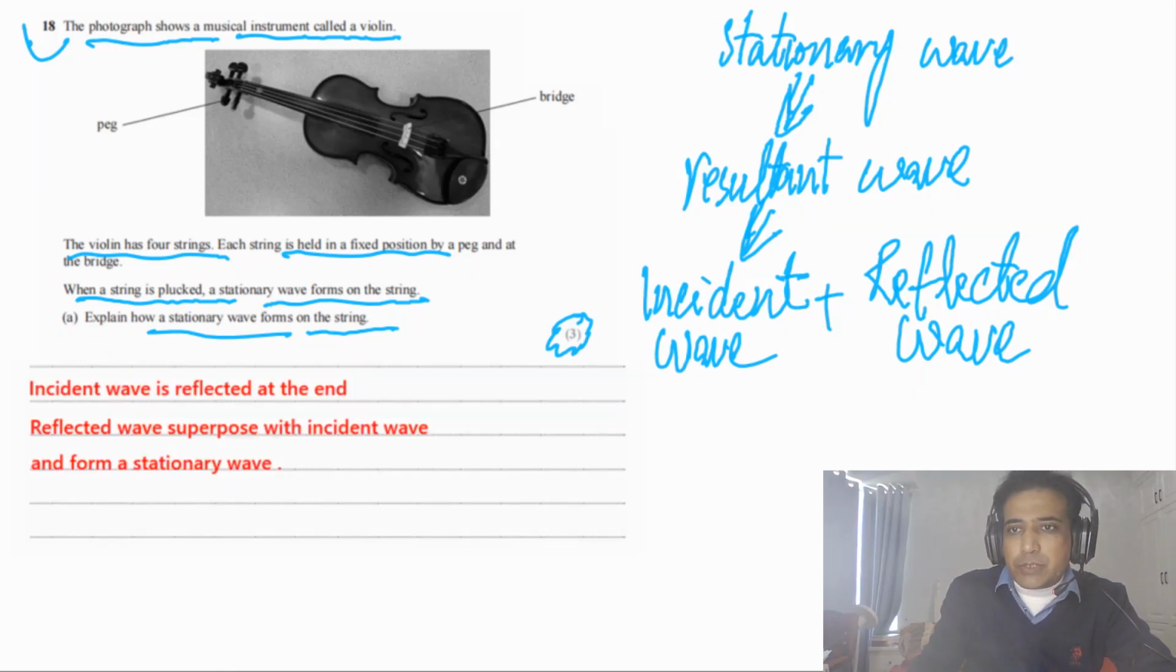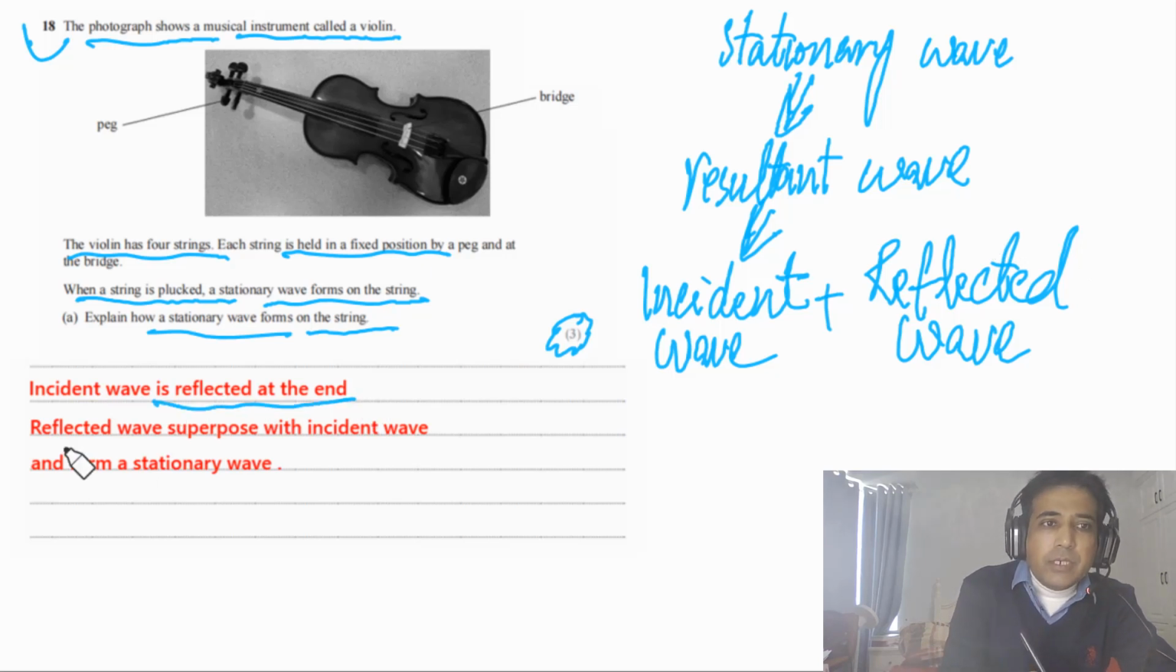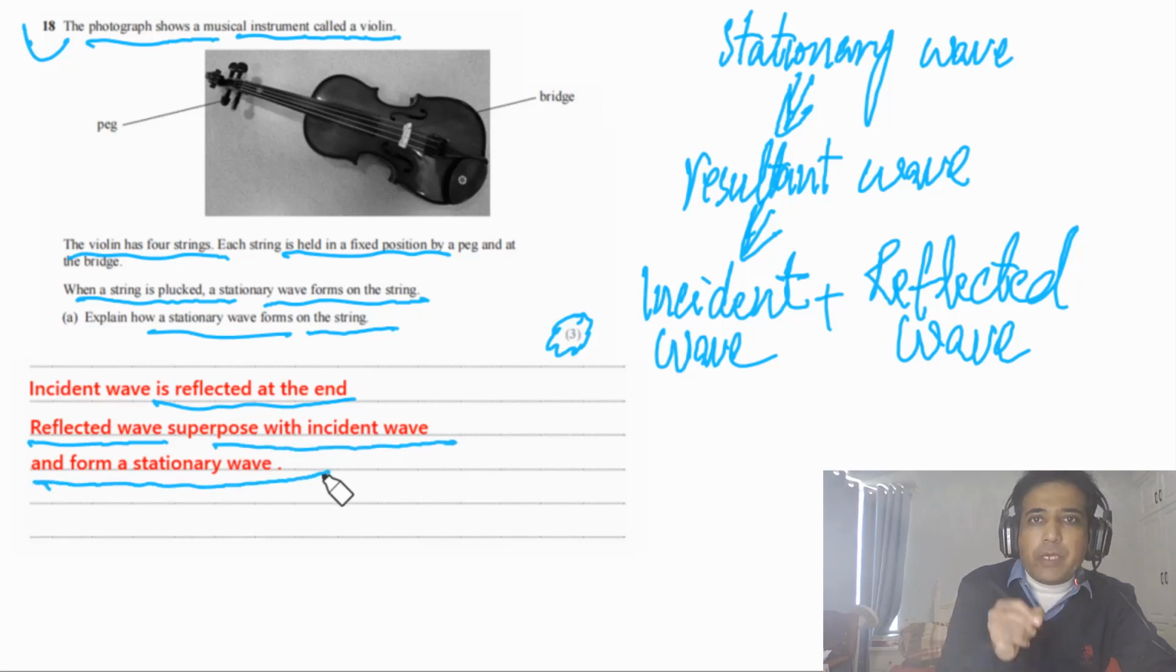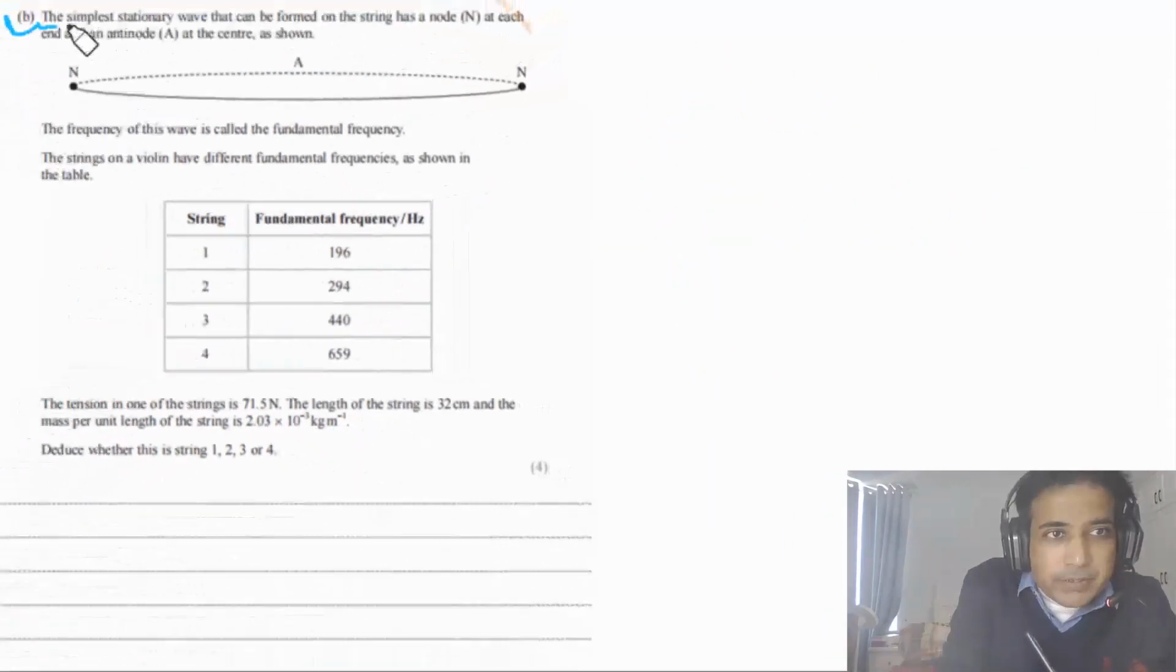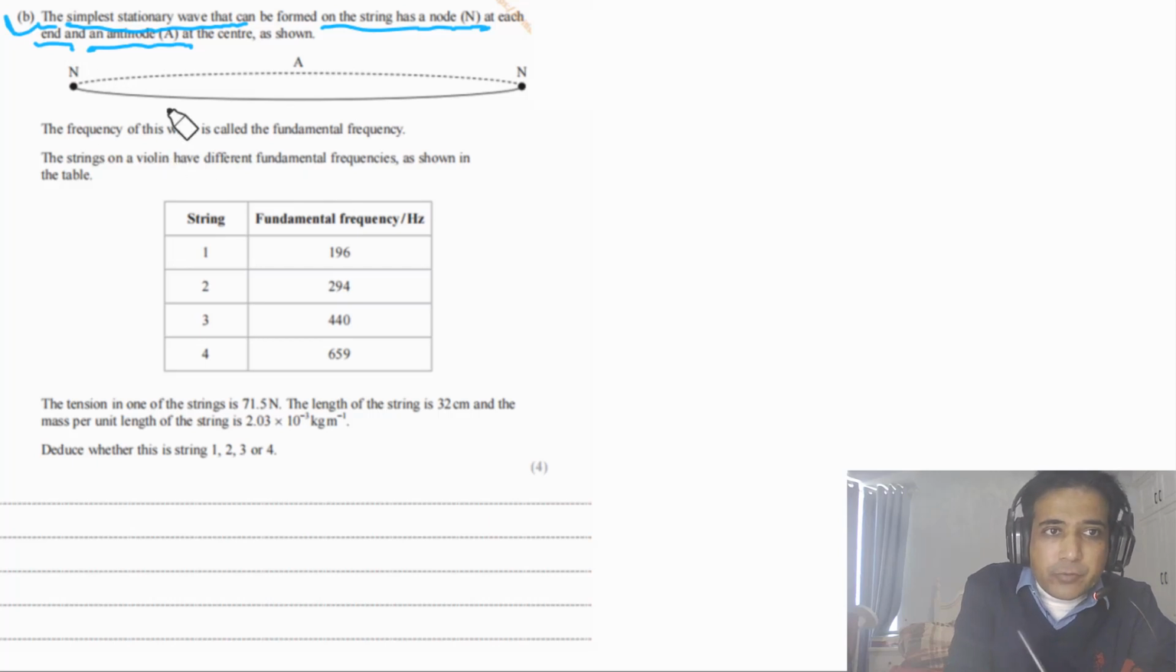In our answer, we can simply say the incident wave is reflected at the end, and the reflected wave is superposed with the incident wave and forms a stationary wave. So this is how stationary waves are formed. Part B says the simplest stationary wave that can be formed on the string has a node at each end and an antinode at the center as shown in the figure. The frequency of this wave is called the fundamental frequency.